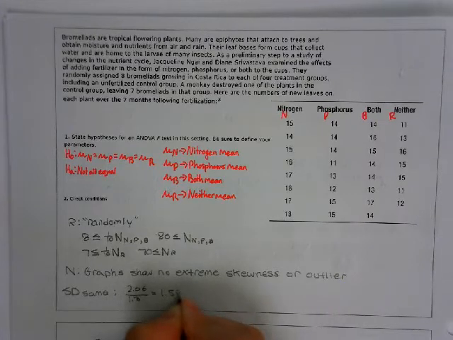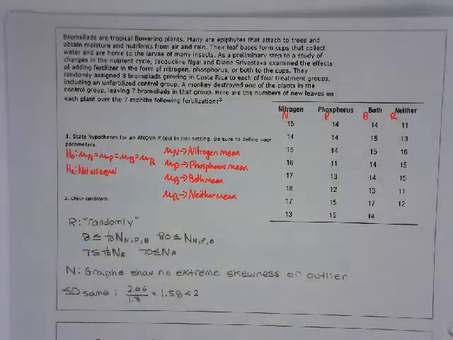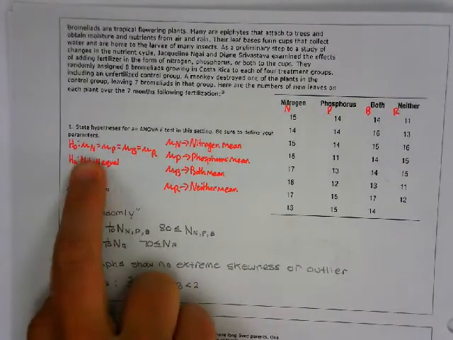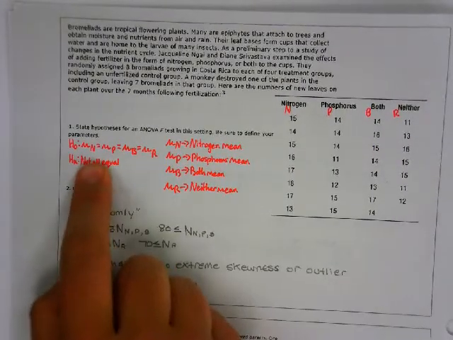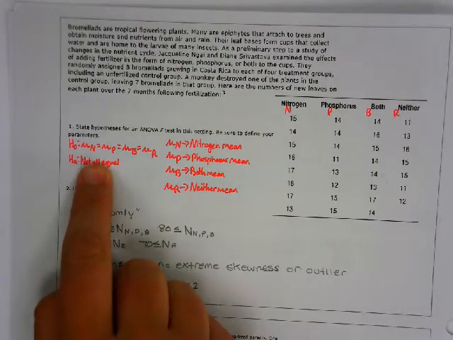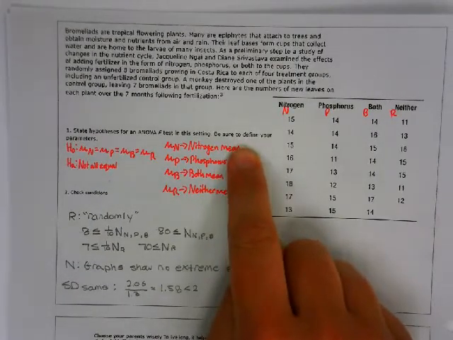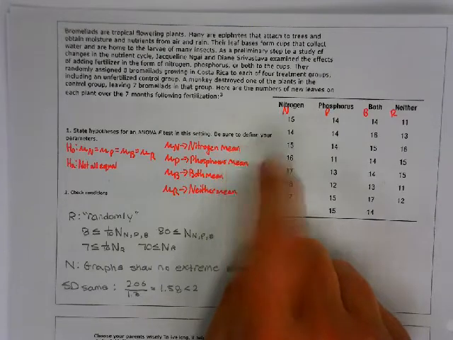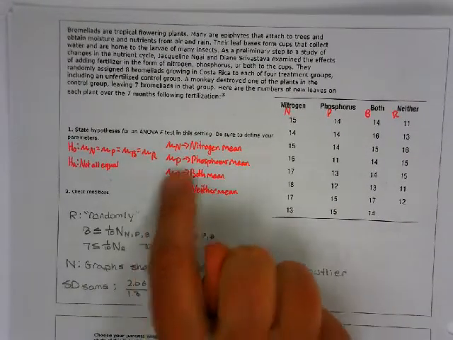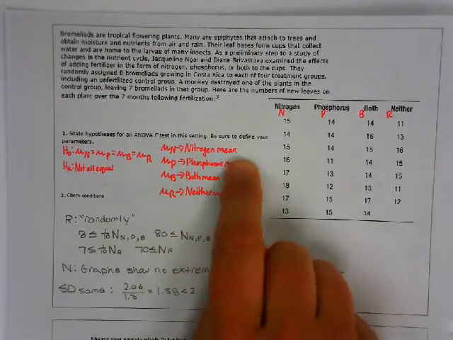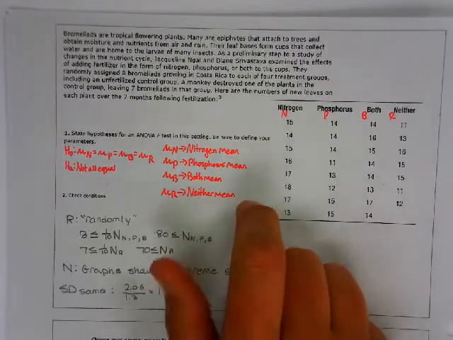Hypotheses. The null is all 4 means are equal. Alternative, not all of them are equal. It did say to define your parameters. So very basically, Molly just put that that's our nitrogen mean. Remember, we would say that the true mean, blah, blah, blah. That's how we define parameters, but this is fine. This is our true nitrogen mean, true phosphorus mean, true both mean, true neither mean.